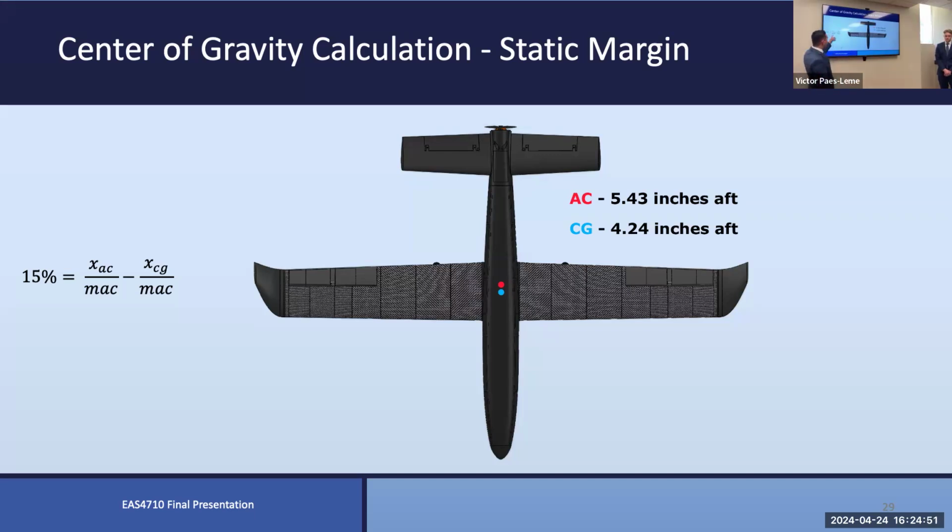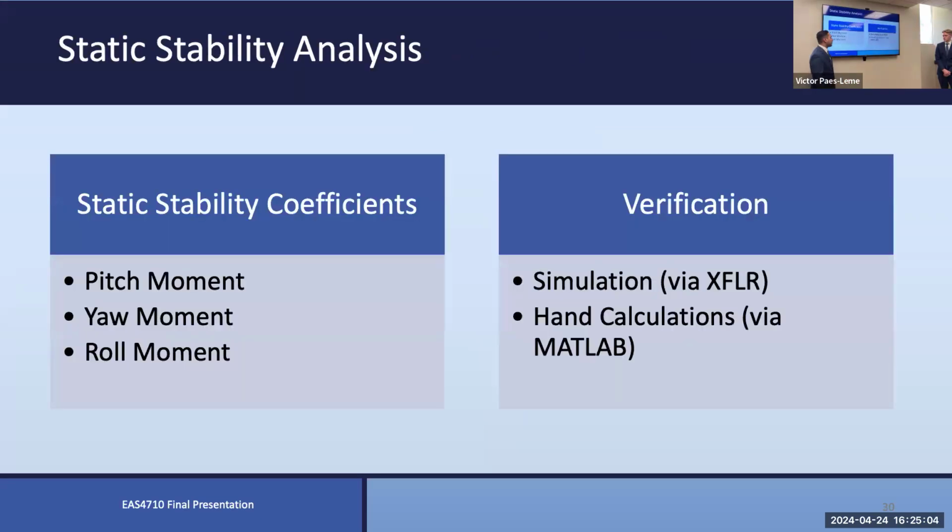Using this static margin equation, which non-dimensionalizes the distance, we calculated it to be approximately between a third to half chord, which is very close to where we ended up using it for the actual flight.